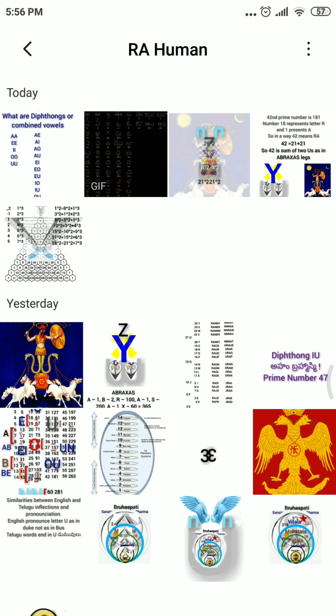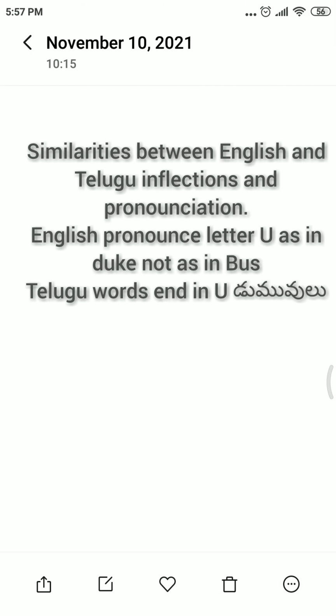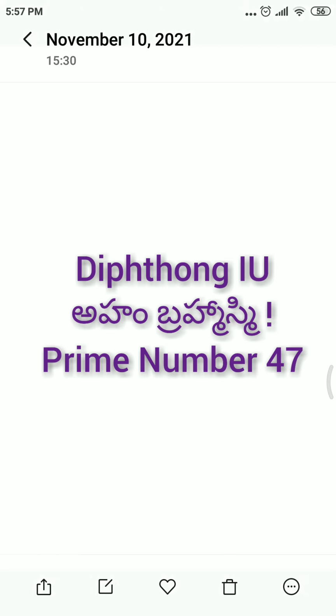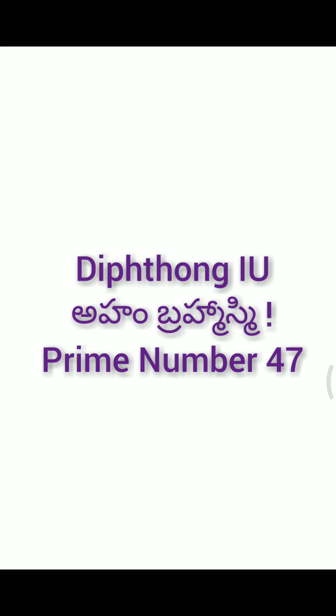So that we have covered. And what was this? Similarities. This we have covered. So, diphthong IU. Before proceeding further, I want to explain diphthong IU.